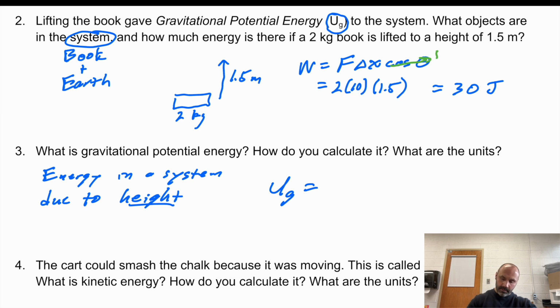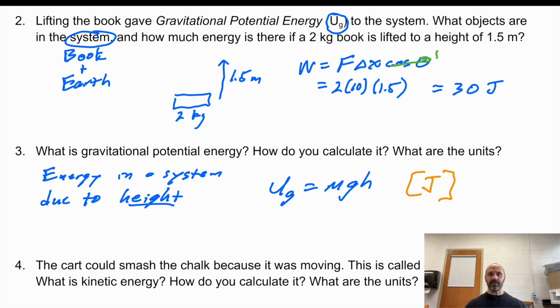Okay, so it's m times g times h, where g is 9.8, which we like to round to 10. M is the mass, and h is the height. The units are also in joules, just like work. So joules are our standard units for work and for energy. All the types of energy that we're talking about have joules for their units.